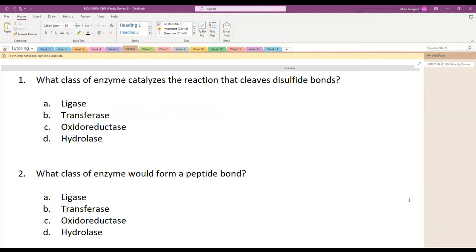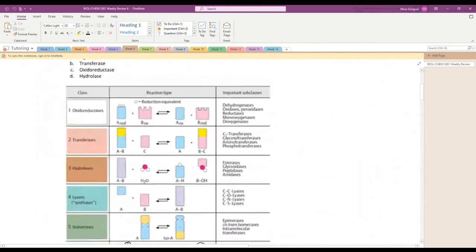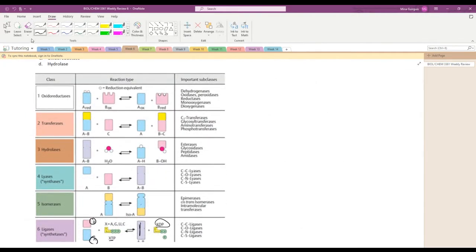So just jumping into question 1: what class of enzyme catalyzes the reaction that cleaves disulfide bonds? So the 6, some professors like to add a 7th classification. There are 2 different systems, one includes 6, one includes 7. I think 6 is the easier way to learn it, and it's also the more uniform way to learn it, so I tend to go with 6. So I'm just going to jump into those 6, and we're going to talk about an overview, and then we'll get back to those 2 questions.